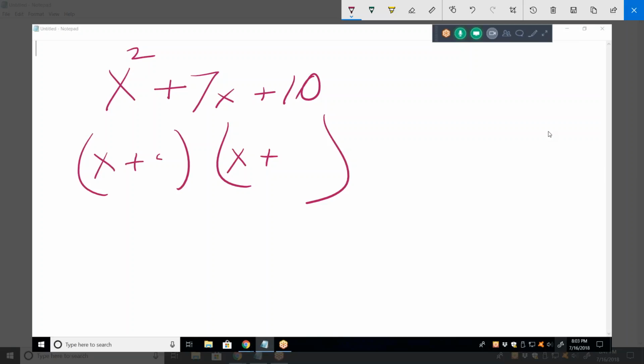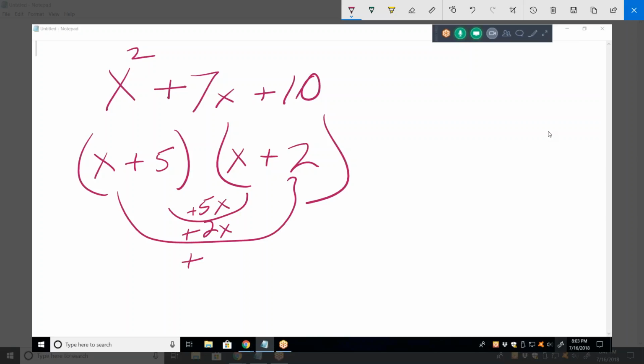Okay, what 2 factors would that be? Yeah, and it doesn't matter whether I put the 2 on the left side or the 5 on the left side. I'm going to get the same answer regardless. Notice that if I check it, I get a 5x there, I get a 2x there, add them together, gives me plus 7x, easy peasy. Okay?